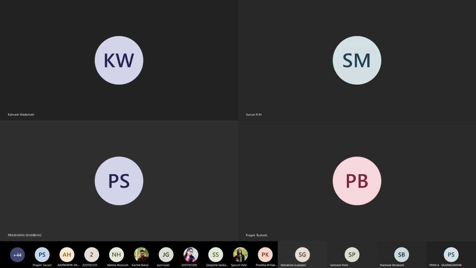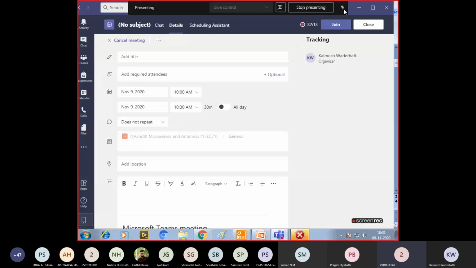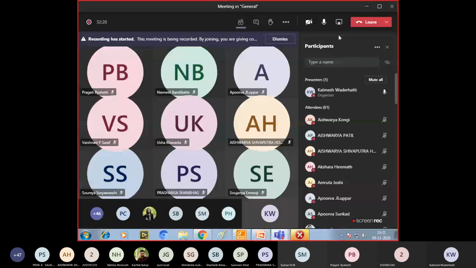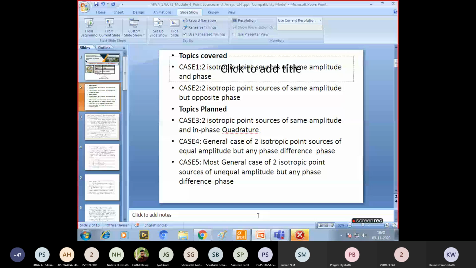We can't see any screen being shared. And even the chat section is blocked. I mean, we cannot text anything to tell you what the error is. Okay. At least you have to message, no? Yes, sir. Okay.